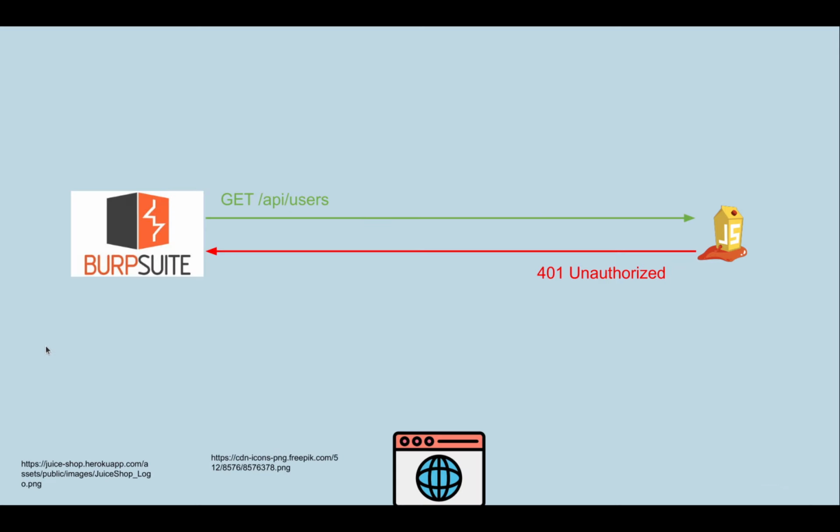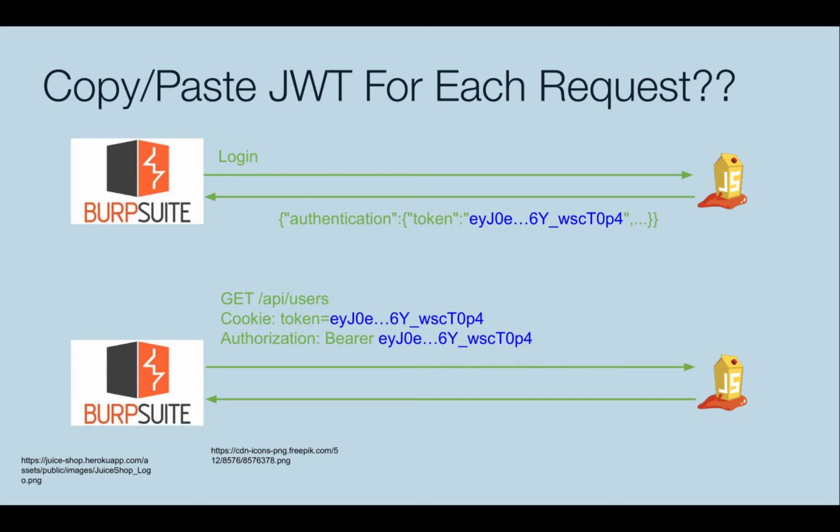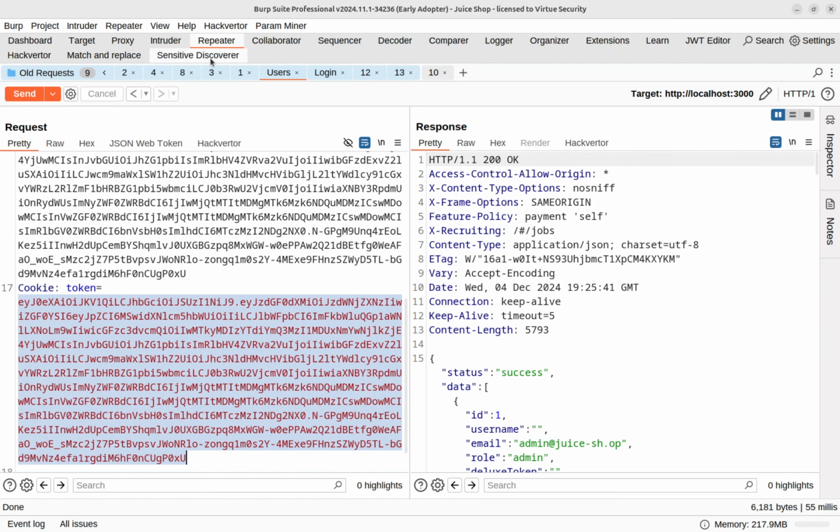So we talked about if you do a GET request to the /API/users endpoint, you're going to get a 401 unauthorized message. In order to successfully interact with the API, you're going to actually have to provide a token. And to do that, we first have to log into the application. So when we log into OWASP Juice Shop, go back and show an example of that.